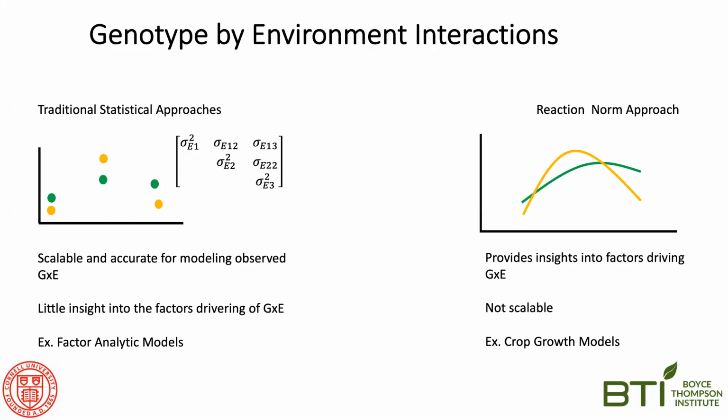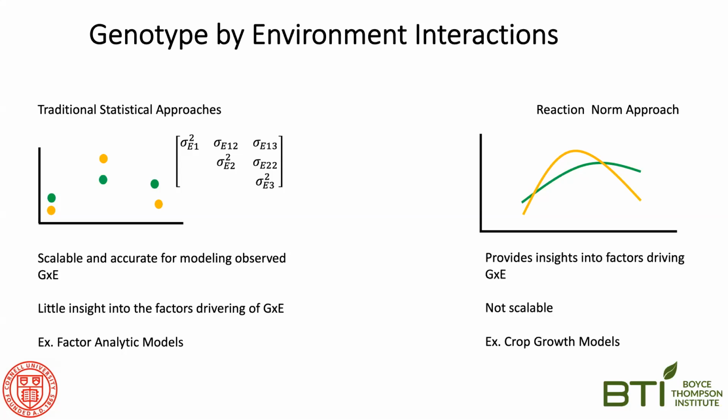On the other side of the spectrum would be more of a reaction norm approach, where you treat environment as a continuous covariate, where you could have various environmental indices, descriptors, et cetera, and you treat the performance of a line as a function of the environment. And these models are nice because they provide insights into factors driving G by E. But they don't tend to be very scalable, and they're very difficult to try and implement for end-use traits, right?